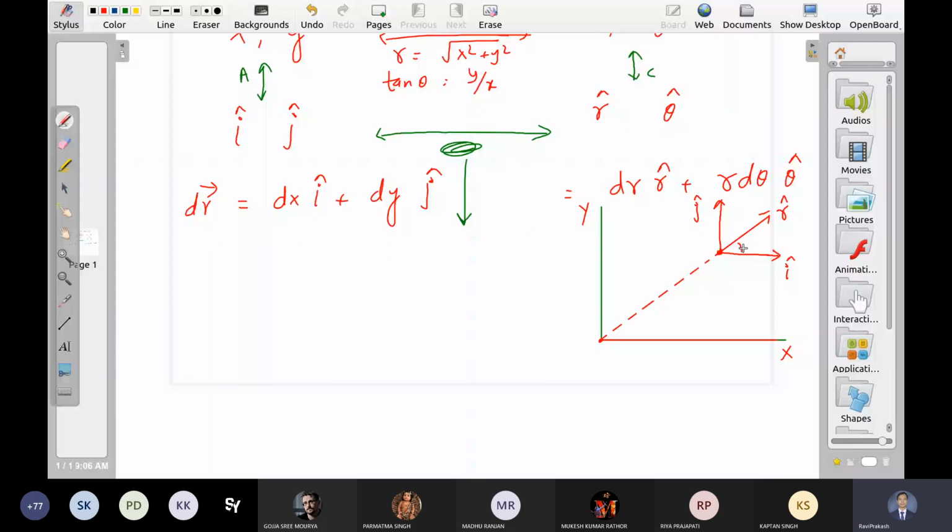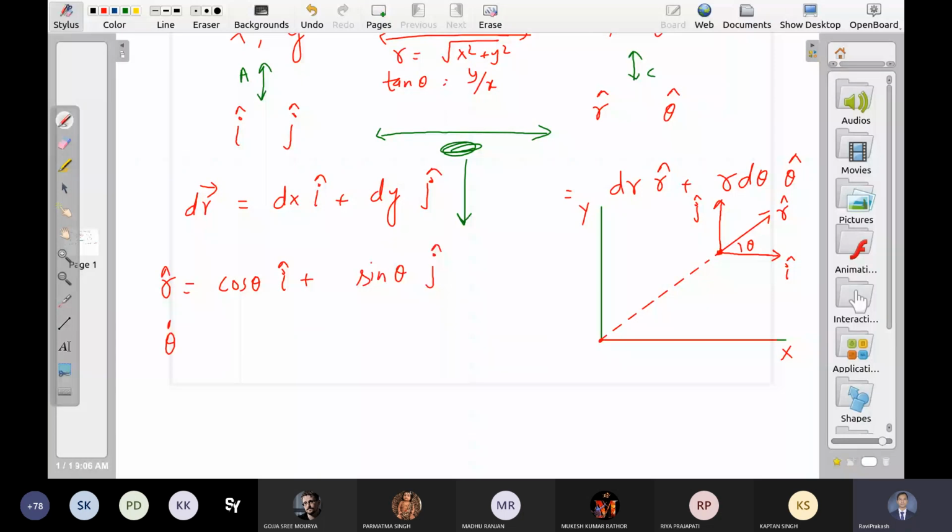So you can see from this diagram that r cap can be decomposed in two parts. Along the x-axis, how much is the length? Cos theta i cap. Along the y-axis, how much is the length of this vector? Sin theta j cap. What about theta component?